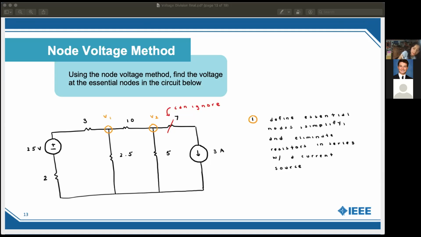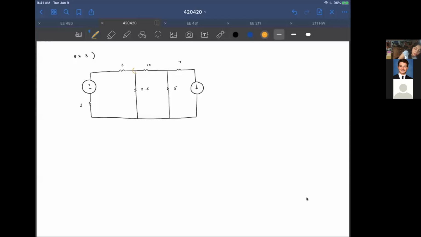In this case, the essential nodes are V1 and V2. They show that this is the reference to ground. Also in this case, this is given as 25 volts, and this is 3 amps. The 7 is negligible because it is in series with the 3 amps, at least in this case, where we are solving for node voltage.